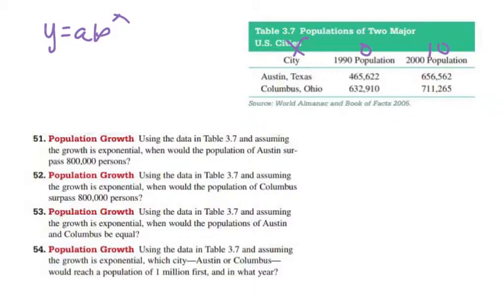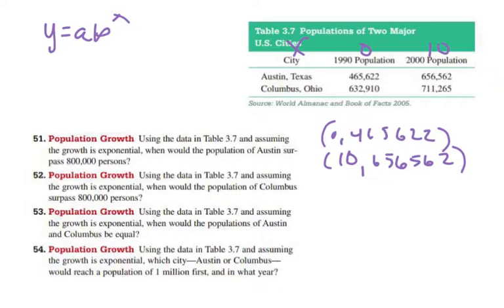And so now we're going to say that to get from, for Austin, for instance, or which one? Yeah, Austin. Our 0 point is at 465,622. And then at 10, we're at 656,562. I was reading the table wrong before. That means that our initial is going to be 465,622 for the A value. Our B value we don't know yet. We'll find that in a second.